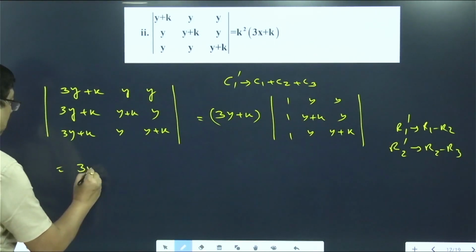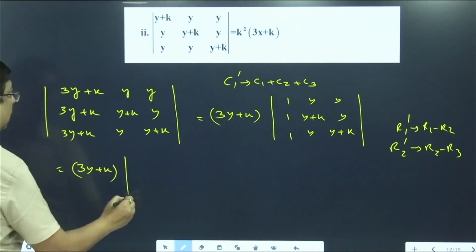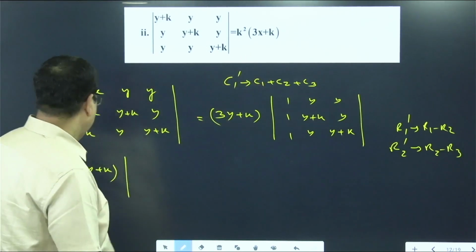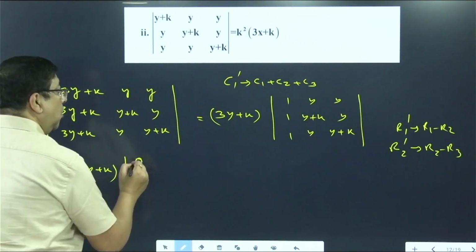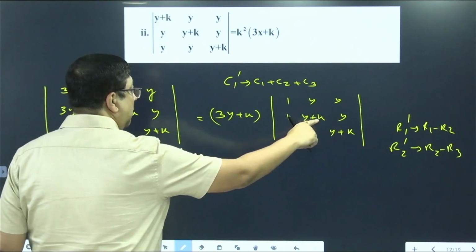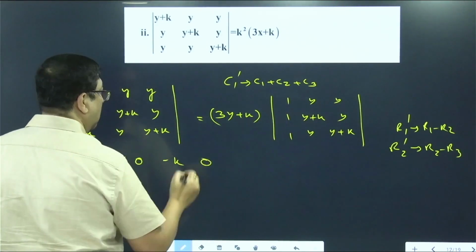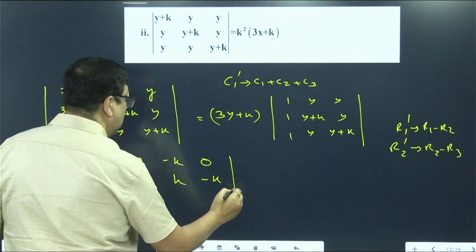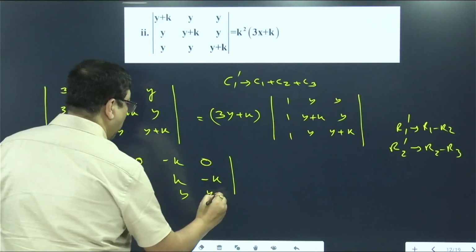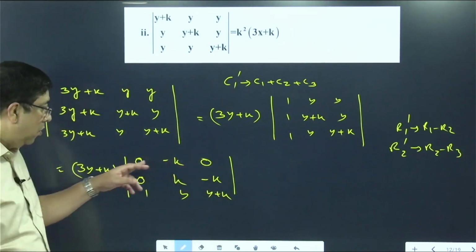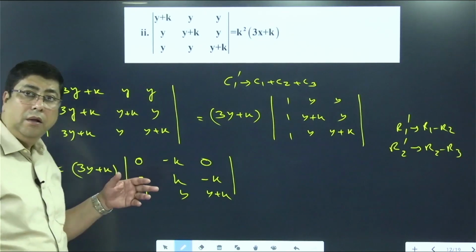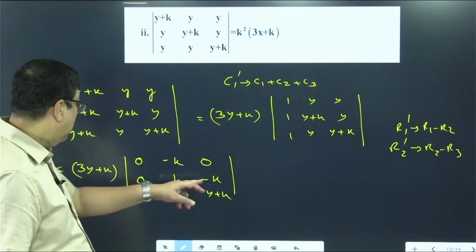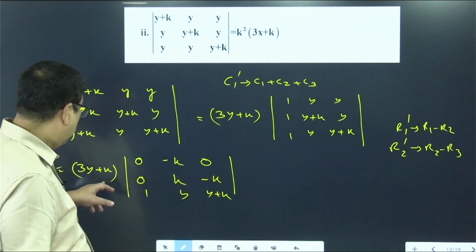Here it is coming 3y plus k, multiplied with the k square, what we have to prove. So on R1 minus R2, this is 0, y minus k, that is minus k, 0. On R2, 1 minus 1, 0, this is k, this is minus k. So this is 1, y plus k. So from the row number 1 we can take k common, as you think better. From the row number 2 also we can take k common.